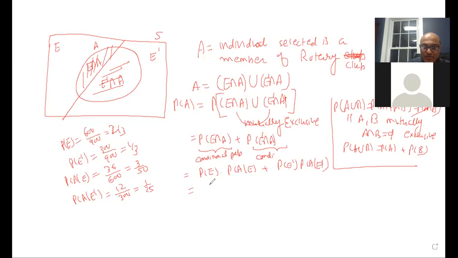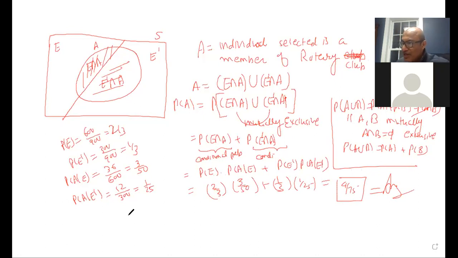If you plug all these values in, you're going to get 2 over 3 times 3 over 50, plus probability of E dash, which is 1/3, times probability of A given E dash, which is 1 over 25. If you use your calculator, you're going to get 4 over 75, something like that. So that is the answer. One can visualize the same thing using the tree diagram also.